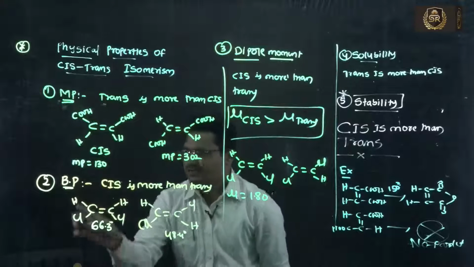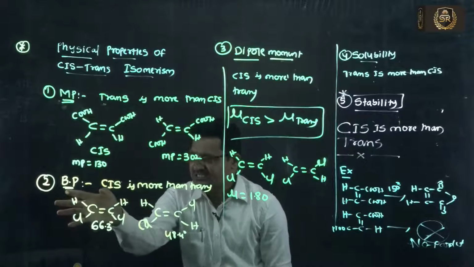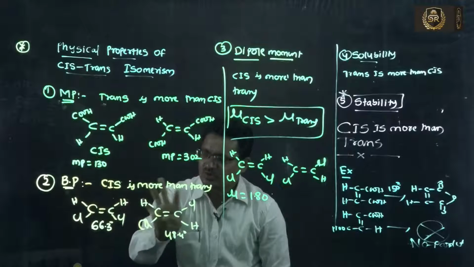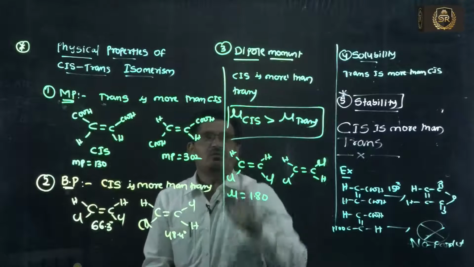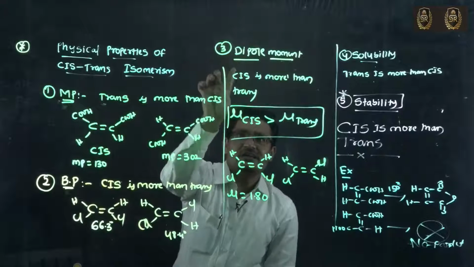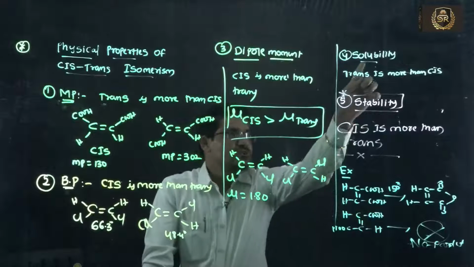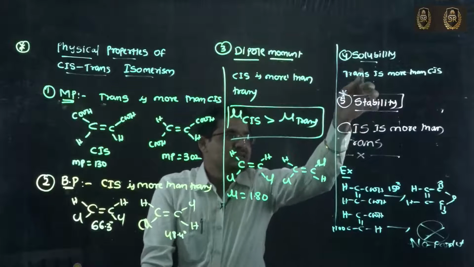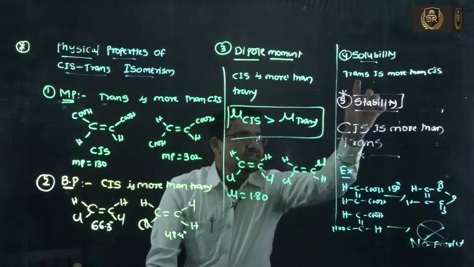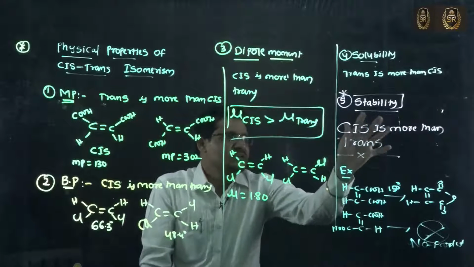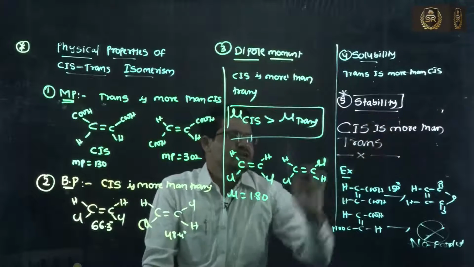B, boiling point. B is nearby C. So that's why the boiling point of cis is more than trans. Dipole moment, D is nearby C, cis is more than trans. Now solubility, S is nearby T, trans is more than cis. But stability is different, it is not T, cis is more than trans.